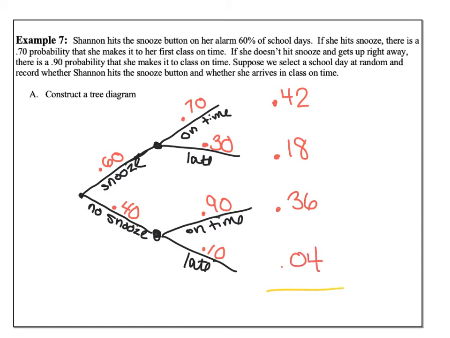Before I do anything else, I just check my sum. These probabilities out here better add to 1. It's a good check because if they don't, you've messed up somewhere and you better fix your tree, find your error before you go any further.